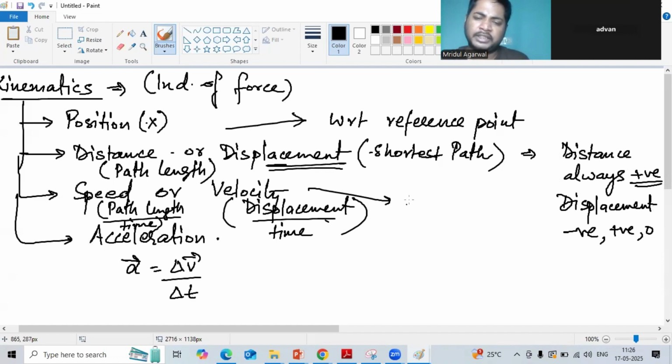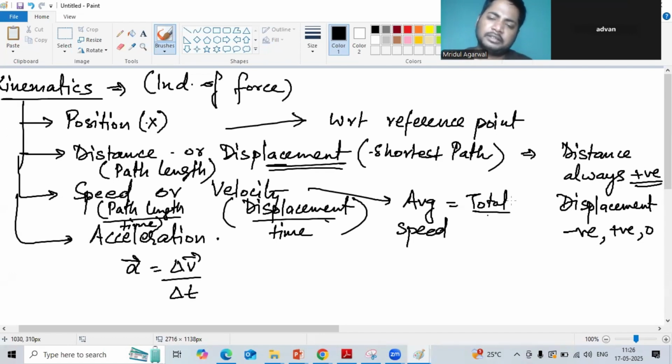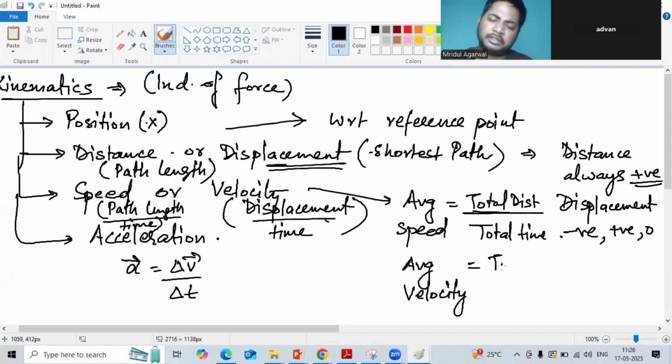Average speed, always remember, is total distance over total time taken. Isn't it? And what is average velocity? Average velocity is total displacement over total time taken. Getting this? And acceleration is change in velocity by change in time taken.